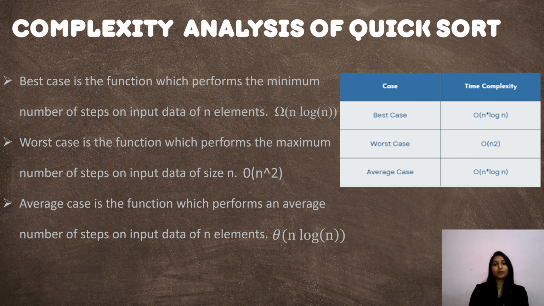Now let's see the complexity analysis of quicksort. There are three types of cases: best case, worst case, and average case. Best case is a function which performs the minimum number of steps on input data of n elements. Worst case is the function which performs the maximum number of steps on input data of size n. Average case is the function which performs an average number of steps on input data of n elements.